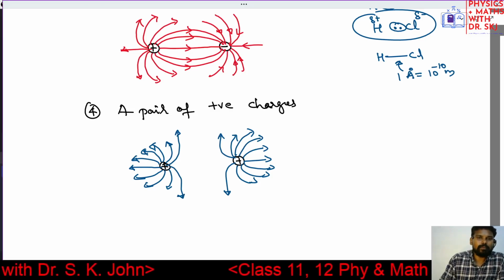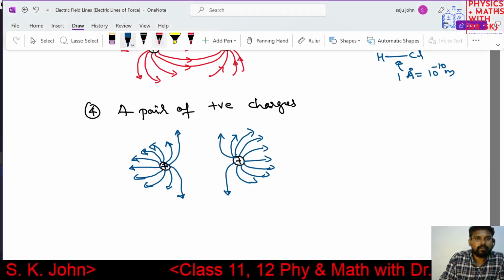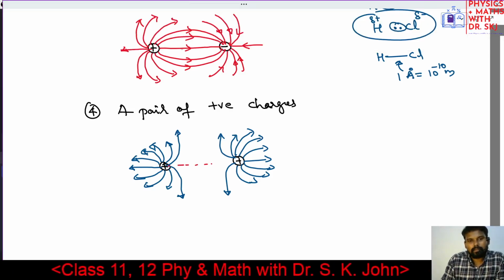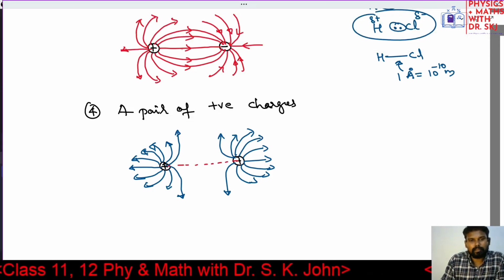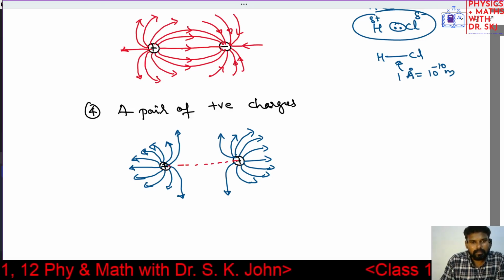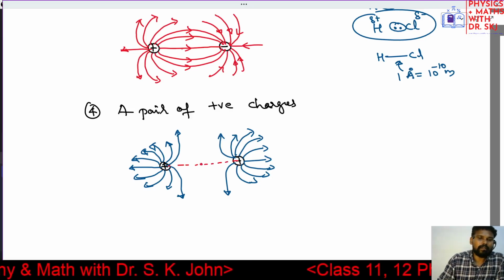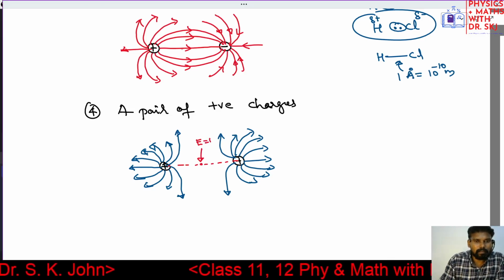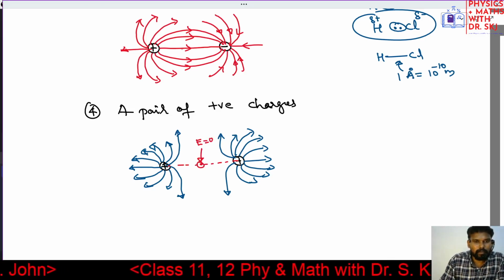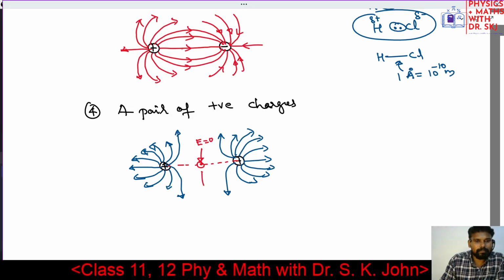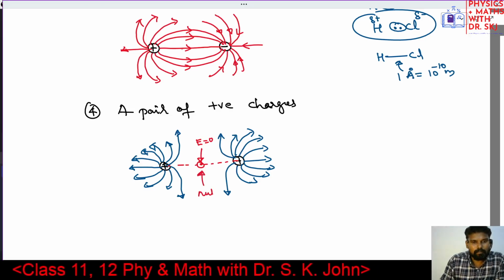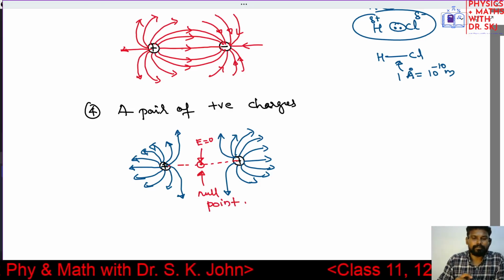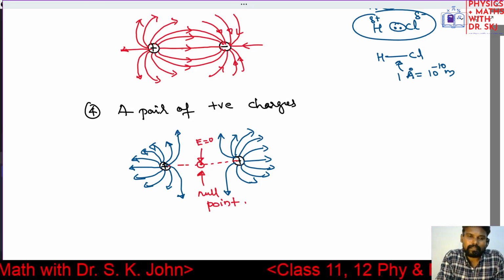Okay, so what is the field in between? Suppose you draw a line between these two charges. What is the field at this midpoint? Actually, the electric field at the midpoint is zero. So this point is known as the null point.